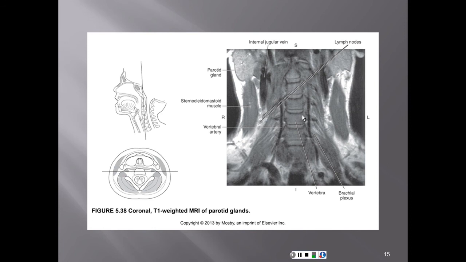Okay, coronal T1 weighted MRI image of the parotid gland. Excellent view of the parotid gland, even though we dissected the upper portion of the parotid gland. So this whole piece right here would be of the parotid. So we actually cut the upper portion of it. And the same here, we also cut the upper portion of it.